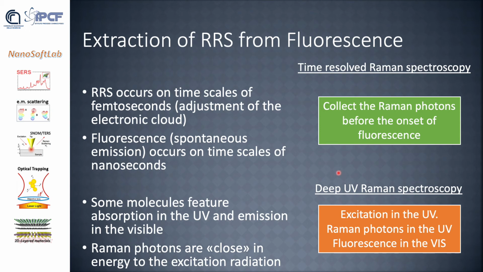On the other hand, we can exploit the fact that some molecules feature absorption in the ultraviolet and emission in the visible. So we can perform deep UV Raman spectroscopy and exploit the fact that Raman photons are close in energy to the excitation radiation. So in this case, if we excite in the UV, the Raman photons will be in the UV, while the fluorescence will be in the visible. So we expect to have spectrally separated Raman information and fluorescence information.